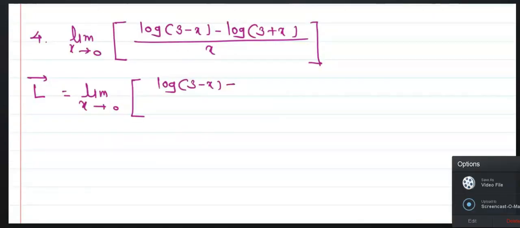Now, the next problem is limit x tends to 0, (log of (3 minus x) minus log of (3 plus x)) upon x. Now, how had I solved this problem? This is very important.